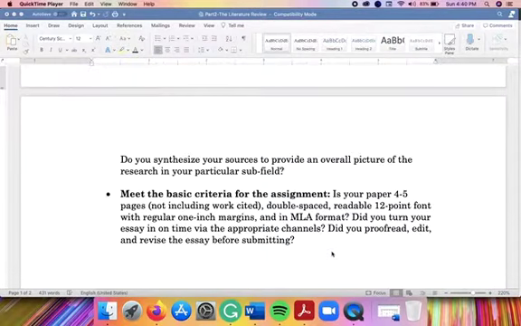4 to 5 pages, double spaced, not including the works cited. So 4 to 5 pages of the lit review, probably four, and then the works cited, so 5 pages in total.